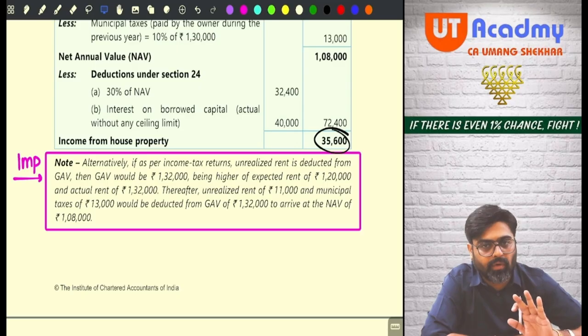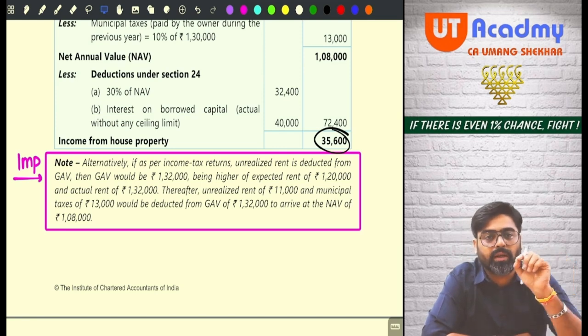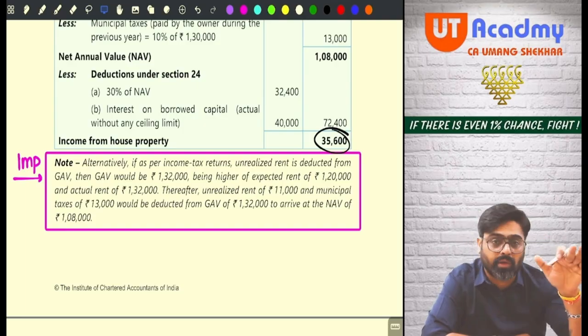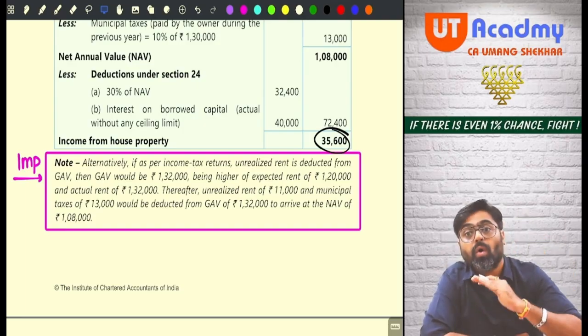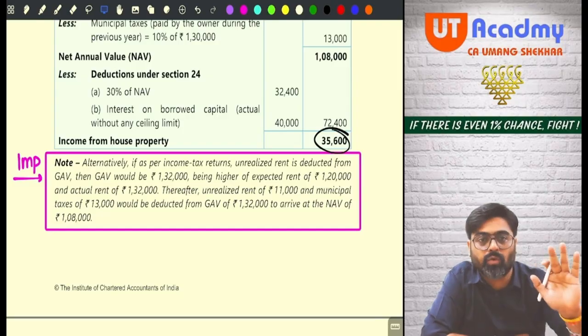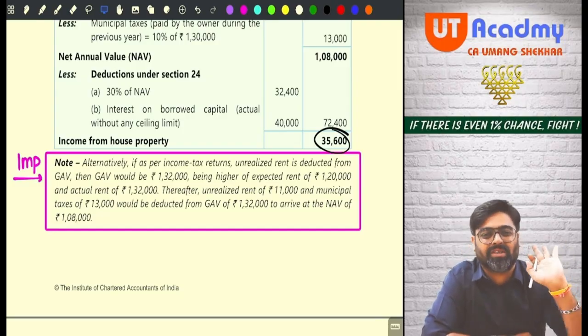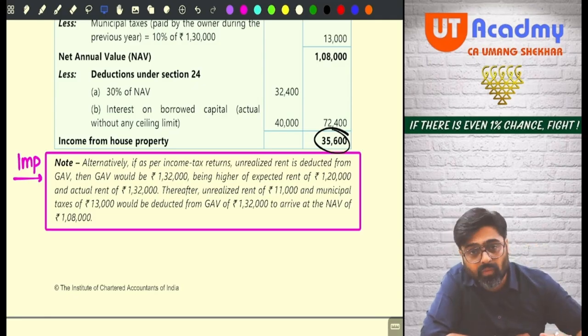So what we will be doing, we will be reducing from GAV, and we will write a note that in the above solution, unrealized rent we have reduced from the amount of GAV as per the treatment given in income tax returns. Alternatively, it can be reduced from actual rent also. Full stop. That's it. No need to make further calculations also. Getting my point? Shall I move ahead?